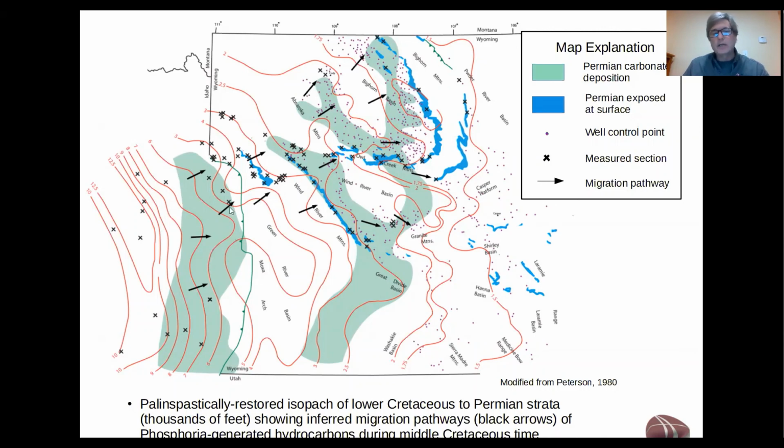So this migration story is one that predates the Laramide partitioning of the foreland basin. And that partitioning remobilized some of these Phosphoria oils higher up into the stratigraphic column and distributed them pretty much into the configuration that we see today.